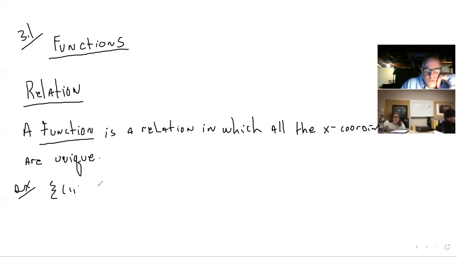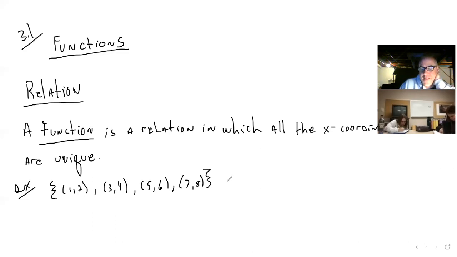(1, 2), (3, 4), (5, 6), (7, 8). And I said, okay, is that a function? Yes, it's a function. All I can do is make sure all the x coordinates are unique.